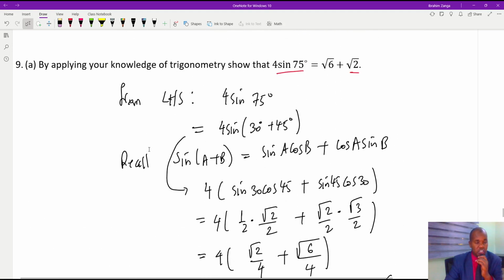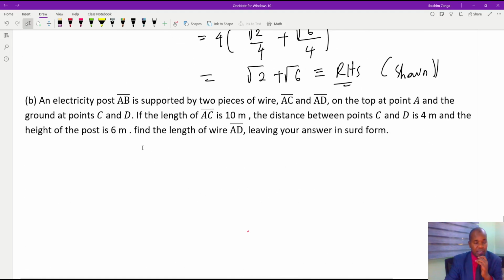We jump now to question number 9b. An electricity post AB is supported by 2 pieces of wire AC and AD, on top at point A and the ground at points C and D. If the length of AC is 10 meters, the distance between point C and D is 4 meters, and the height of the post is 6 meters, find the length of wire AD, leaving your answer in surd form. So first off, we are going to sketch.